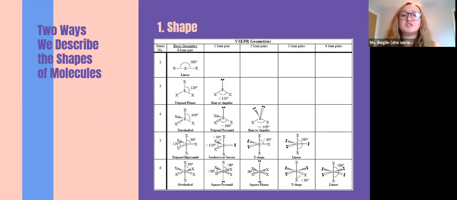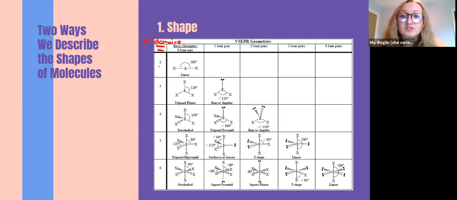There are two ways we describe the shapes of molecules. First is we have some standard designations for what the shapes look like. And we can refer to this table to determine the shape. So in this column, we can look at the number of electron domains around an atom. And then as we move this way, our number of lone pairs increases. And it tells us what the shape is called.